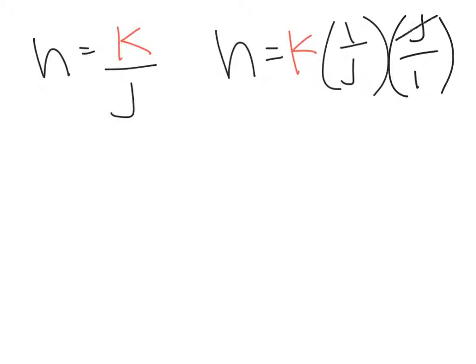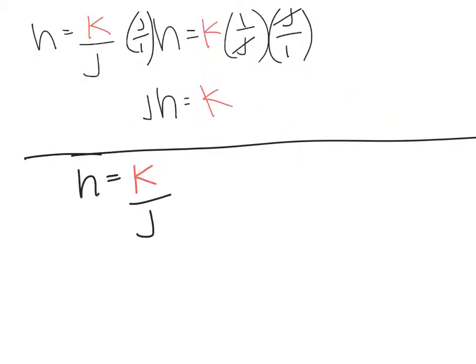Remember how these two cancel? When you're trying to cancel a fraction, you multiply by the reciprocal. But whatever we do to one side, we have to do to the other. So we have to multiply the other side by J over 1, which is the same as J. So now we have J times H is equal to K.